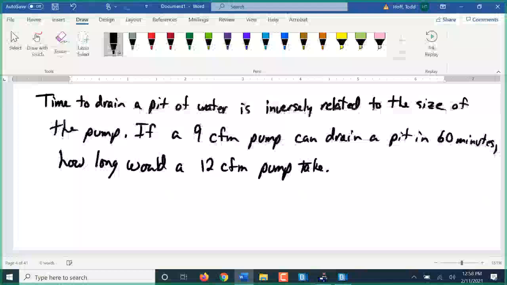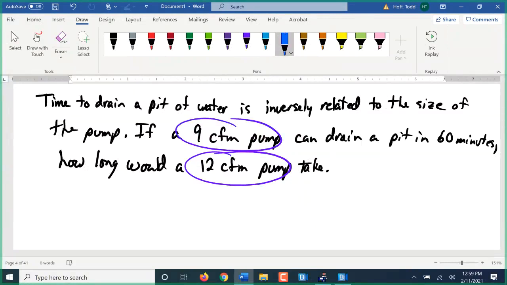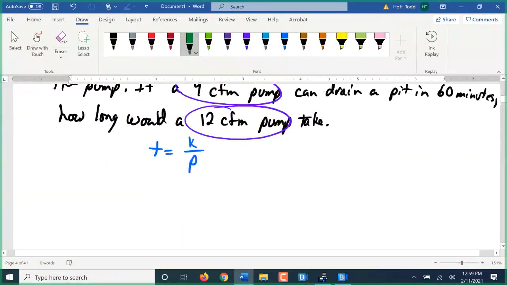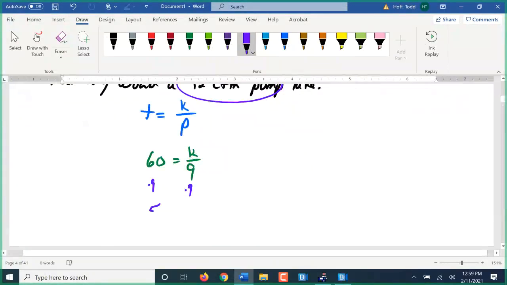So this is obviously a very classic inversely related problem. The pump gets larger from 9 to 12 CFM, so the time's going to get smaller. If you move faster, you take less time to get there. So we look at this as time equals a constant divided by P, for the size of the pump. We had 60 minutes equals a constant divided by 9 CFM. If I multiply by 9 on both sides, I get that 540 equals K.